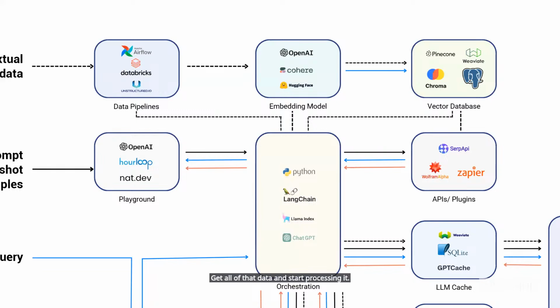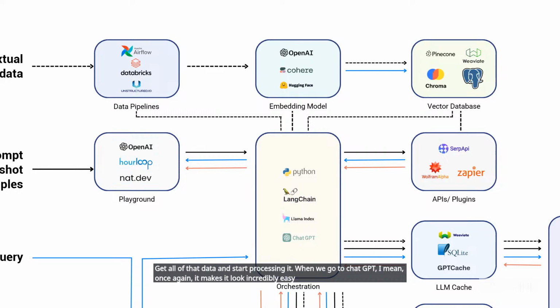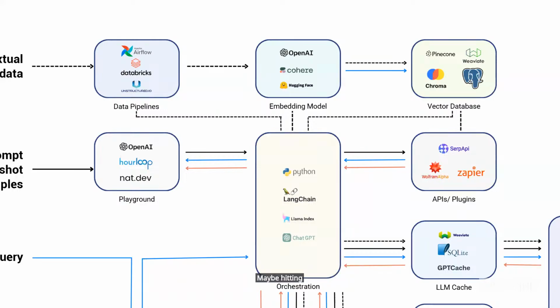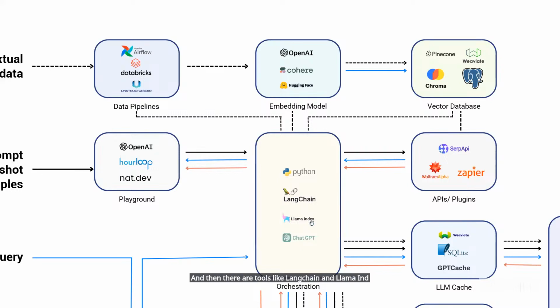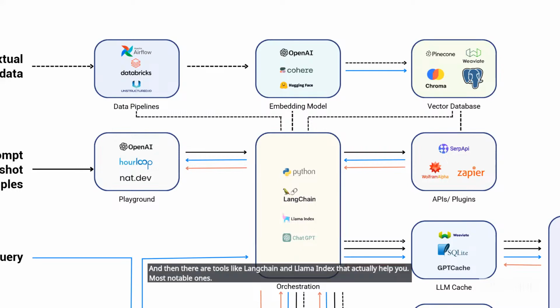When we go to ChatGPT, once again, it makes it look incredibly easy, but behind the scenes, there's a lot of query processing that happens. You take the query, possibly convert the query into a different form, maybe create versions of queries, and on top of that, maybe hit the web search and so on. So all of that plumbing is non-trivial. There is a lot of work that happens during that plumbing. And then there are tools like LangChain and Llama Index that actually help you. Most notable ones, there's Crew AI, AutoGen is there.